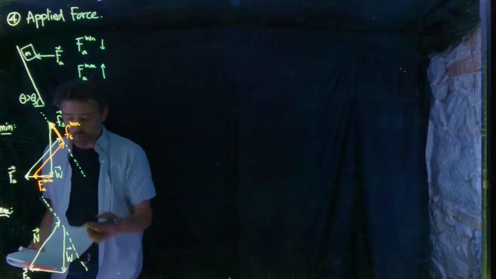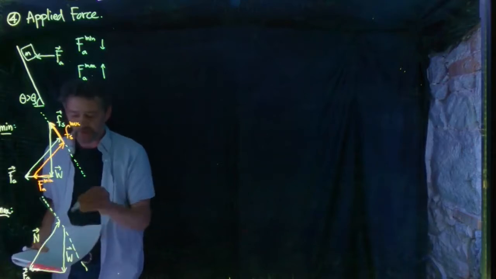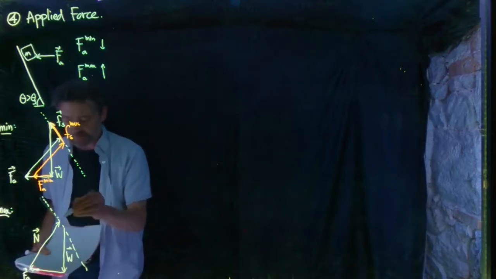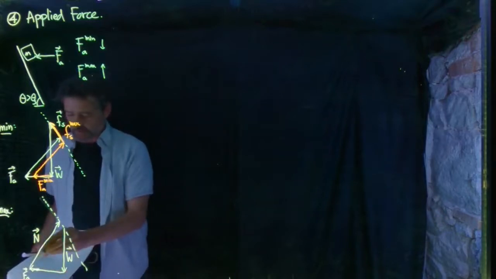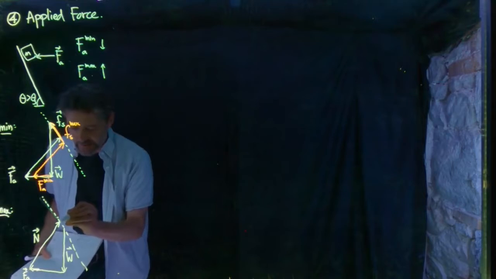But now we need one more force to close this shape, so that the net force, the sum of all the vector forces tip to tail, adds up to 0. So weight plus applied force plus normal, and now this is the static friction force.